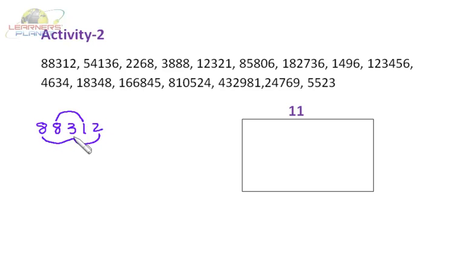So 8 plus 3 plus 2. It's 8 plus 3, 11, 11 plus 2, 13. Now the remaining numbers 8 plus 1, it's 9. Now if the difference between these two numbers is 0 or 11, then the given number is multiple of 11. But in this case it is 4, so the given number is not multiple of 11. Okay. Now let's take one more number.